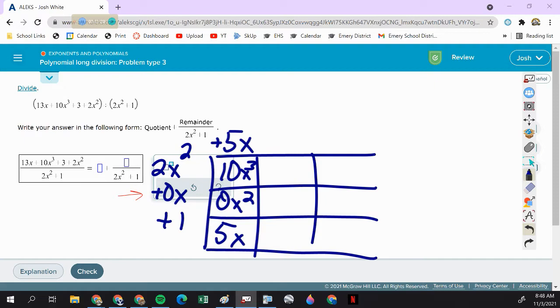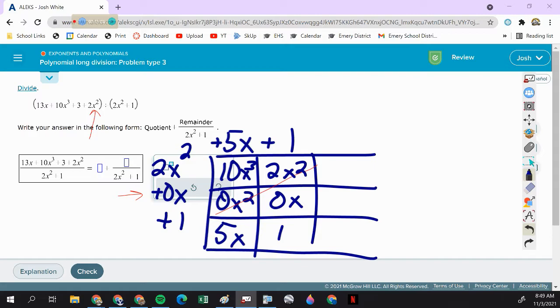Add a column. Those two have to add up to be what? We have 0, but what do I want to end up with? 2x squared. So I need to add 2x squared. Pull out a 2 and an x squared plus 1. 1 times 0x is 0x. 1 times 1 is 1.